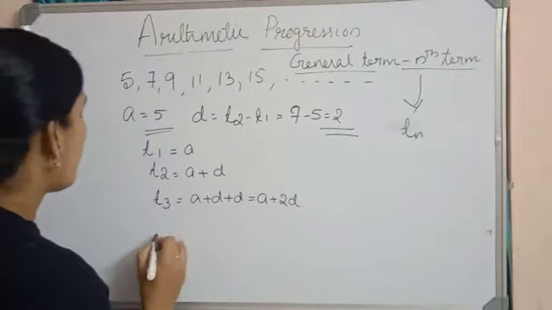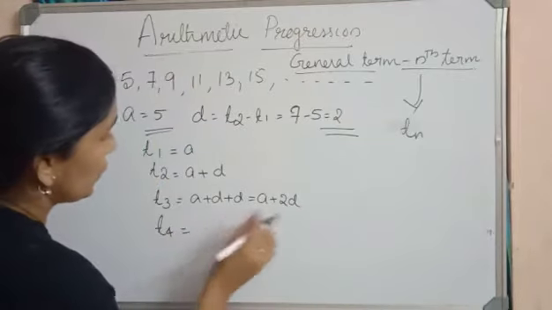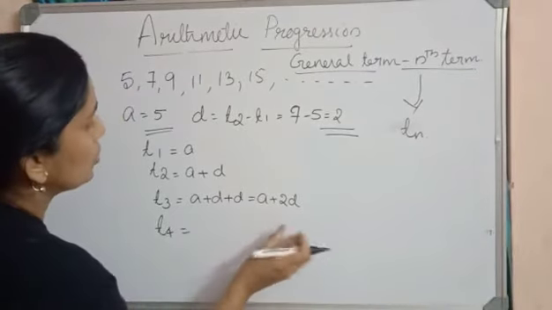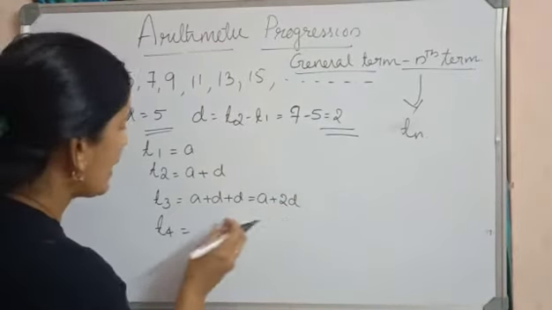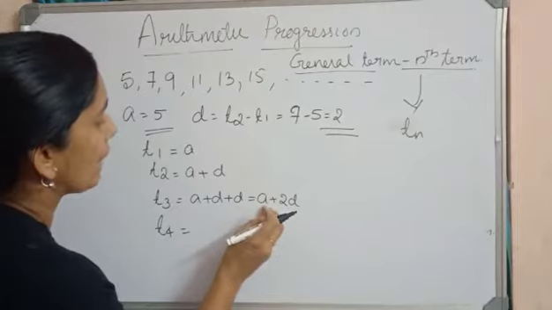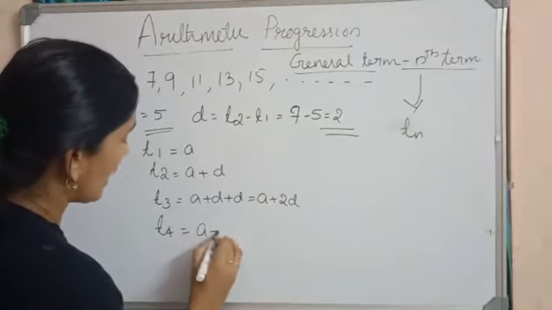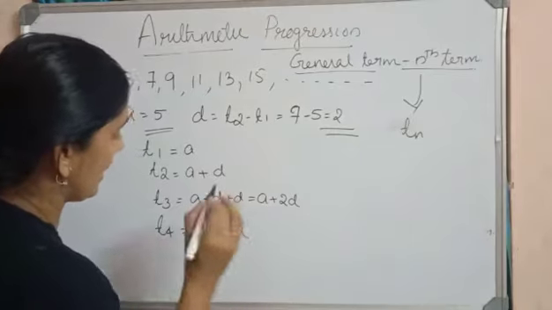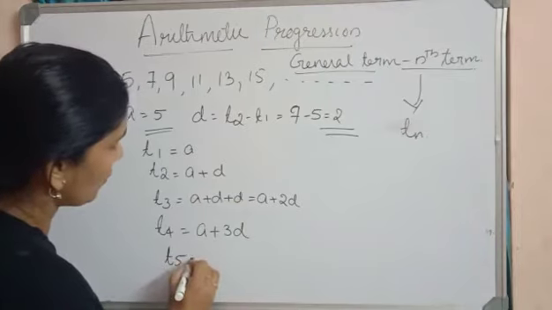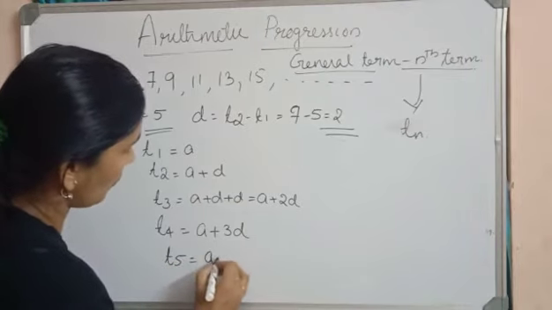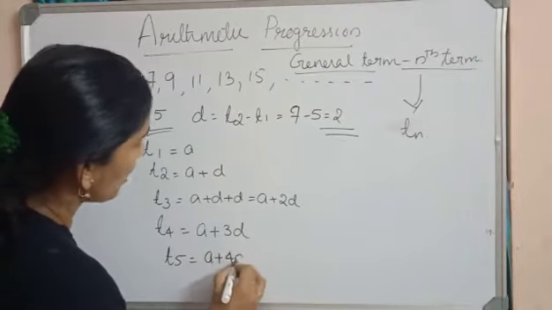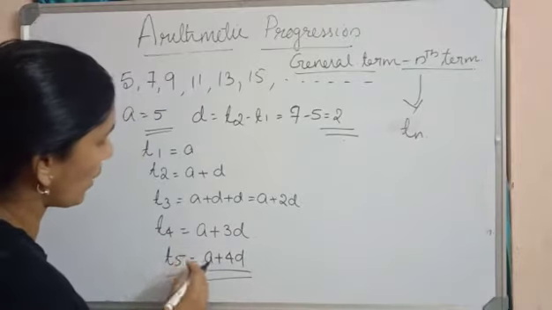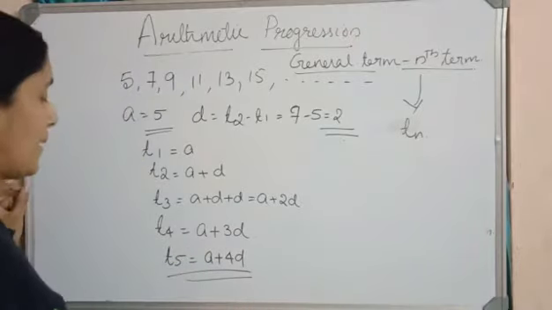Right? Now when you are finding T4, you are adding D to the third term. So when you are adding D to the third term, it becomes A plus 3D. And if you are finding T5, the fifth term, you have to find A plus 4D. This is how we keep on finding the terms of the AP.